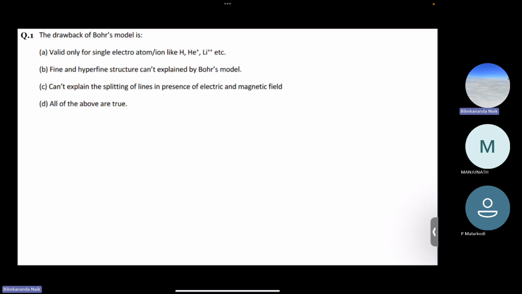But if we talk about the drawbacks, it was valid only for single-electron systems. Why was it not valid for multi-electron systems? Can anyone say?